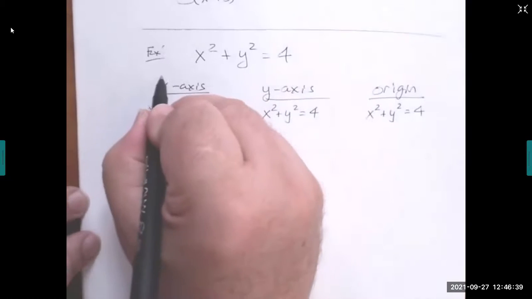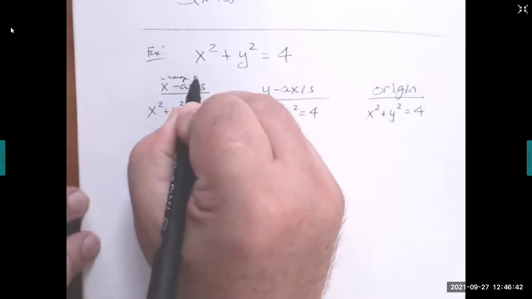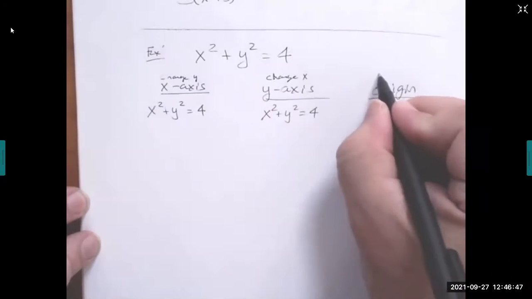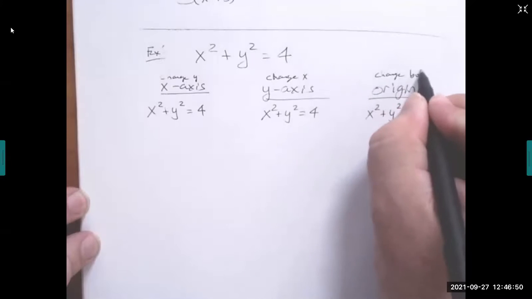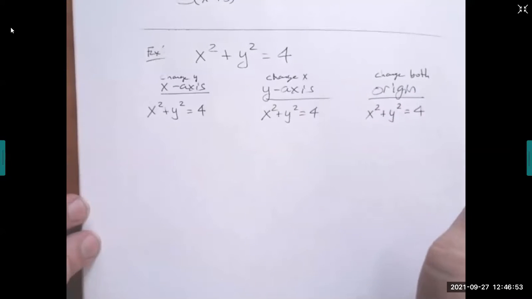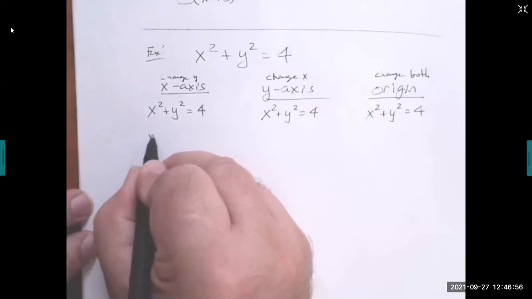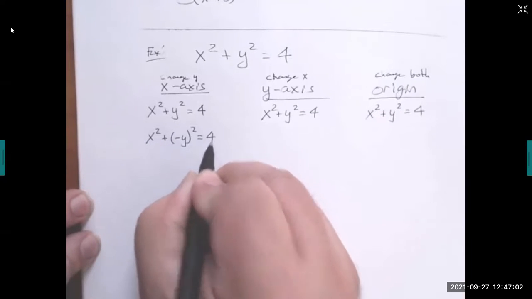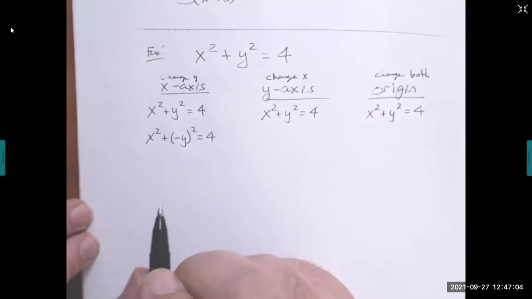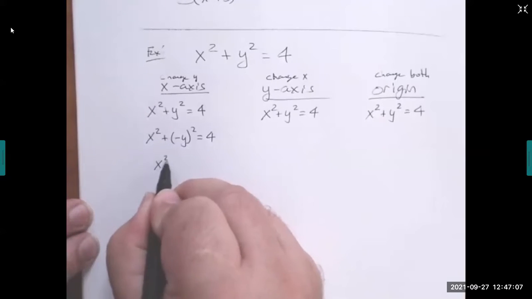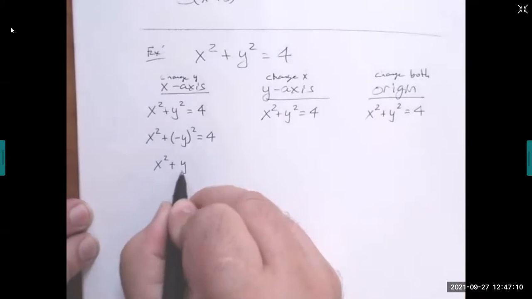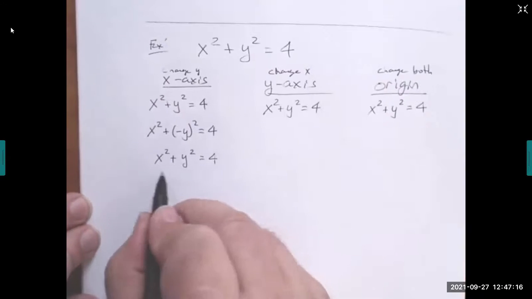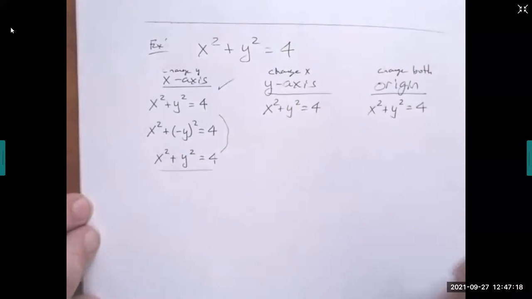So for the x-axis, we change y. The y-axis, we change x, and the origin, change both. So x squared plus negative y squared equals 4. Negative y squared is the same thing as y squared. So this looks like this. So it's symmetric about the x-axis.